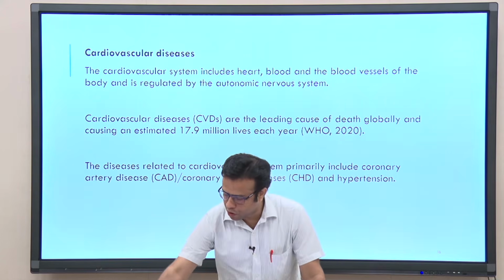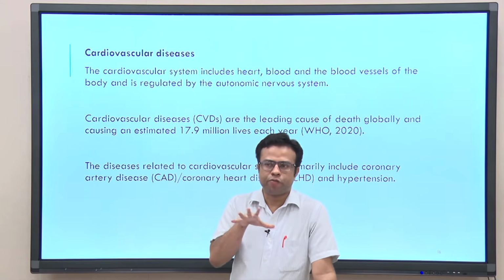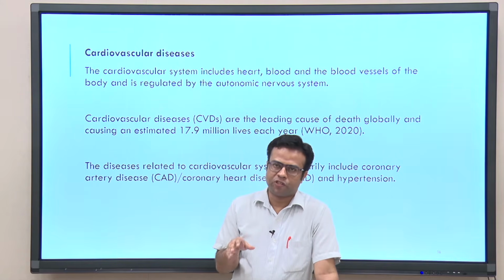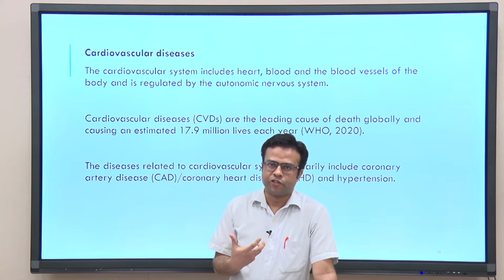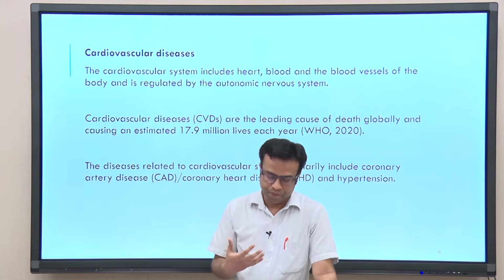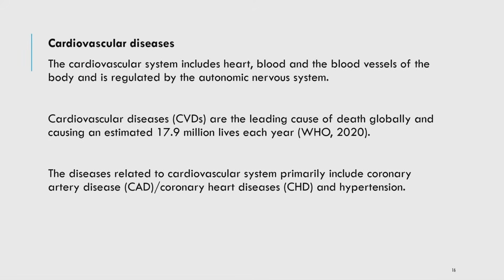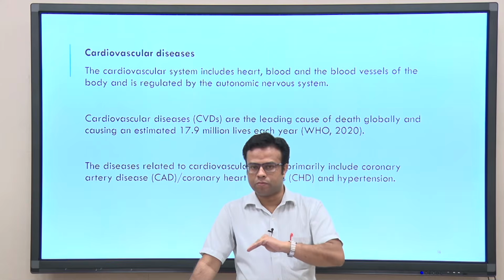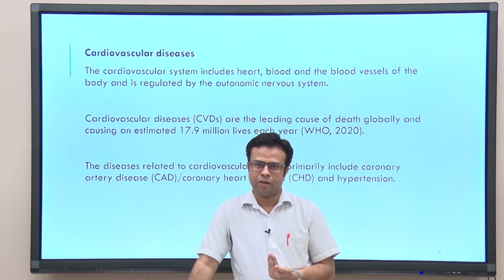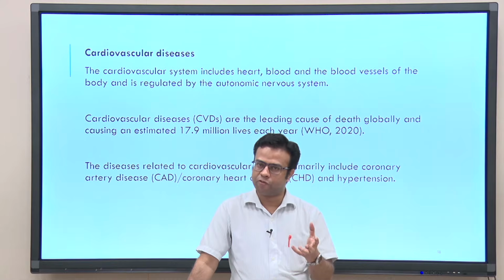So, let us now talk more specifically about cardiovascular disease, because this is one category of disease where stress seems to play the most important role. The cardiovascular system basically includes the heart, blood and blood vessels, and it is primarily regulated by the autonomic nervous system. So, now you can understand the connection, because these are regulated by the autonomic nervous system, and the autonomic nervous system can be influenced by stress.